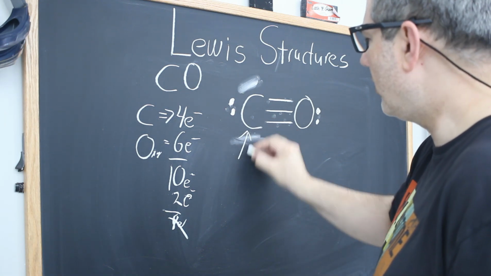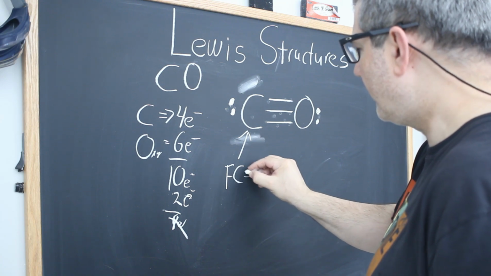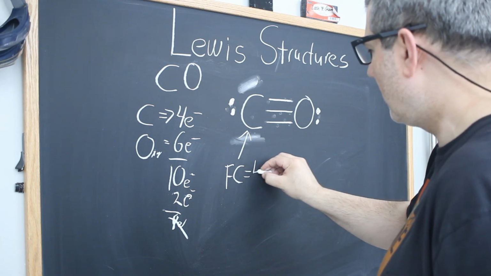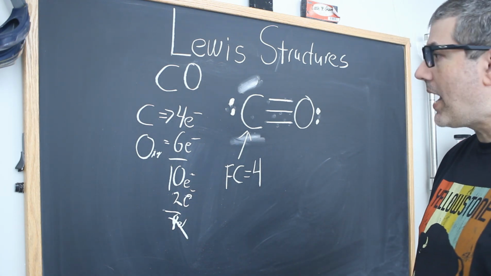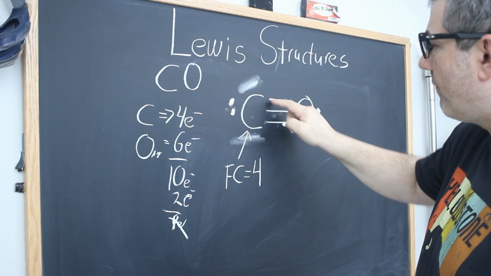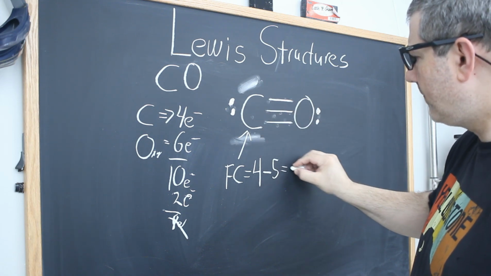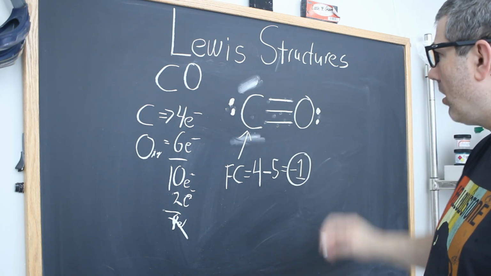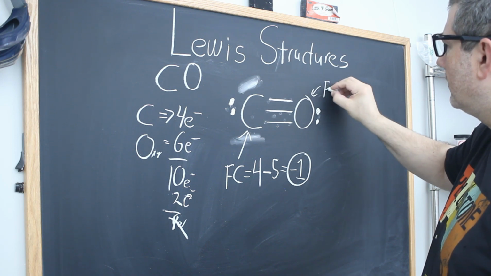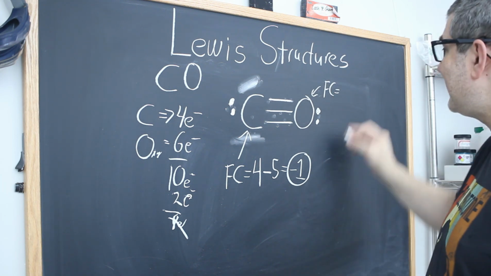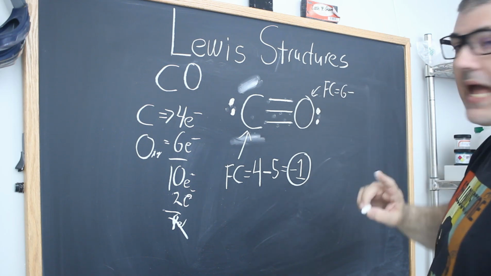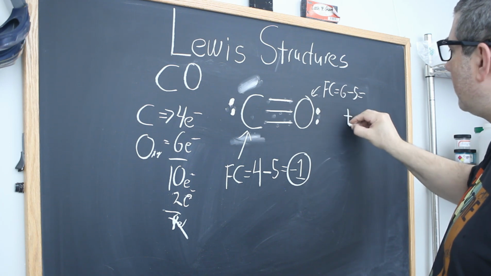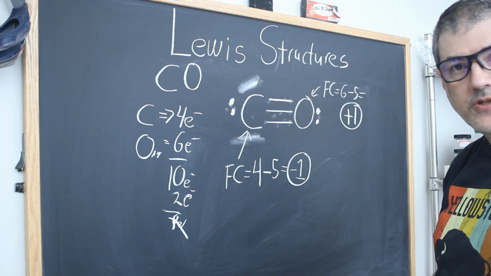Okay, so with formal charge, for carbon, carbon brings 4 valence electrons, and it's surrounded by 1, 2, 3, 4, 5. So it's 4 minus 5. So carbon has a -1 formal charge, and oxygen brings in 6 electrons, and it is surrounded by 1, 2, 3, 4, 5. So that is a +1 formal charge.